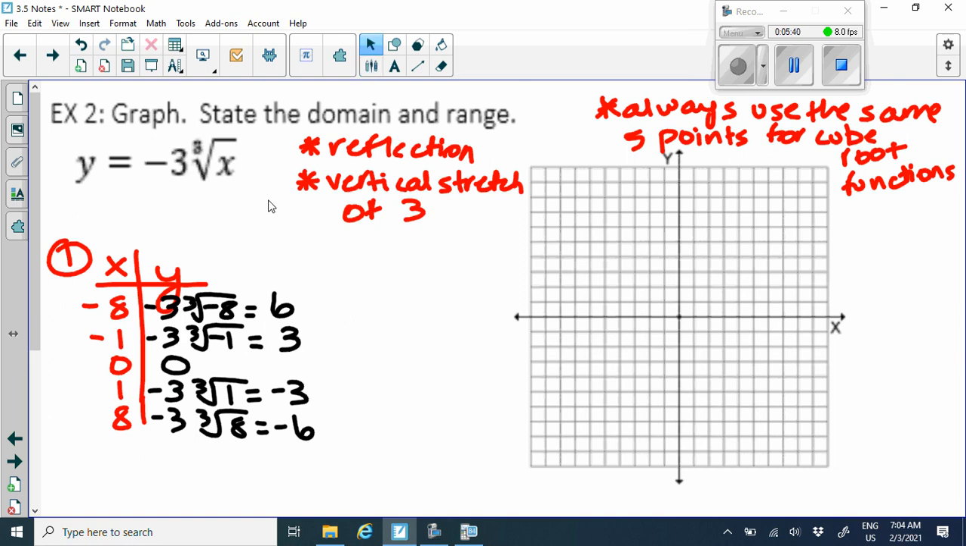Okay, now let's go ahead. We're going to plot these points. So we're at -8 and then up 6. And then -1, up 1, 2, 3. Then we have 0, 0. And then we have 1, -3. And then 8.